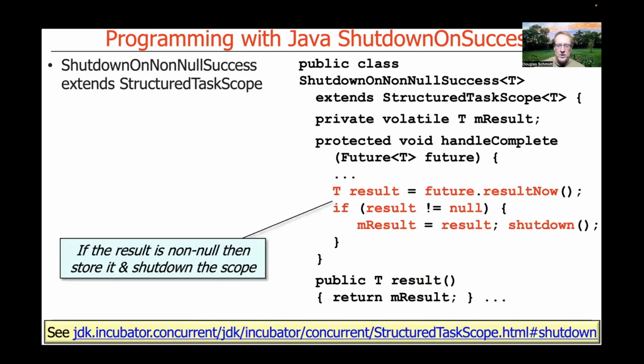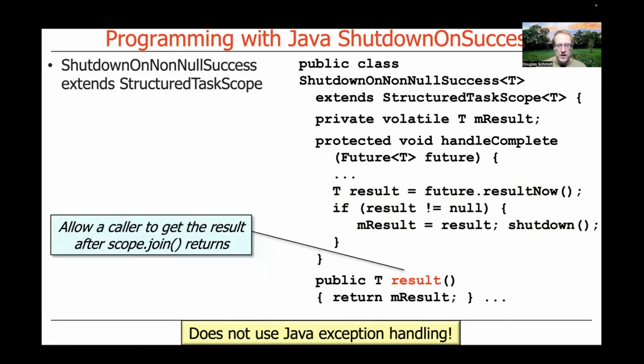We'd have to do a little sanity checking, just like they do in ShutdownOnSuccess or ShutdownOnFailure. And then what we're going to do at this point is, if things are okay, if it's not running, we're going to grab the result using result now. And if the result is null, we're just going to ignore it because we're just ignoring things that are null. If we have non-null, that means it's time to shut ourselves down. So we stash that result in this field, and then we call the shutdown method, which is inherited from the parent class, from the structured task scope, and that shuts all the other threads down. Then join will return, and when we call result, we'll either get the first result that completed successfully, or we'll get back a null because nothing was found at all.